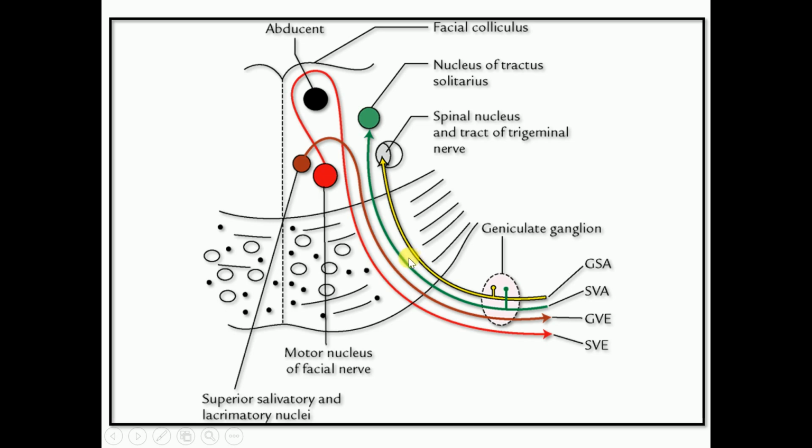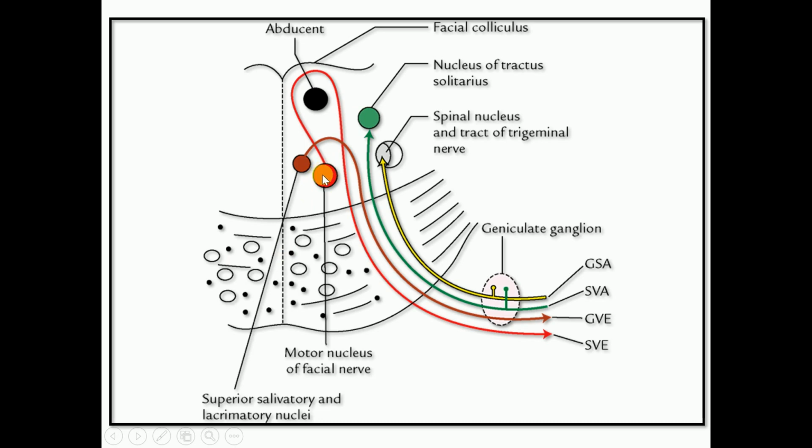So these are the functional components and nuclei, having four nuclei. One is the motor nucleus of the facial nerve. Second is the superior salivatory and lacrimatory nuclei. Third is the nucleus of the tractus solitarius, and final is the spinal nucleus and tract of the trigeminal nerve. So this motor nucleus of the facial nerve is present in the lower part of the pons. This is the diagram section of the pons.